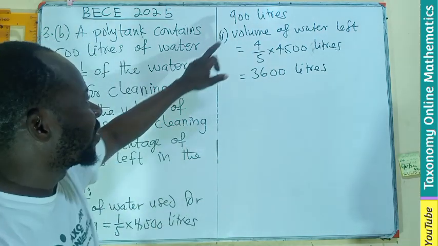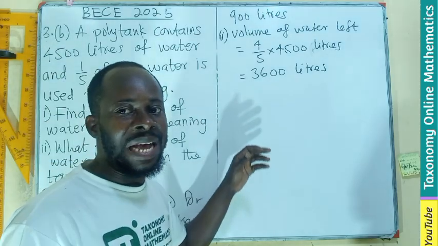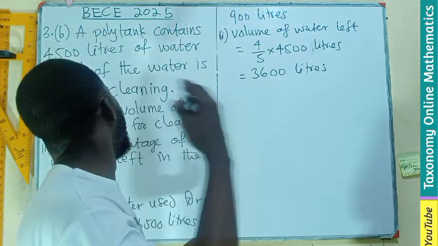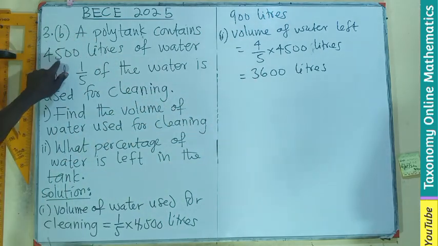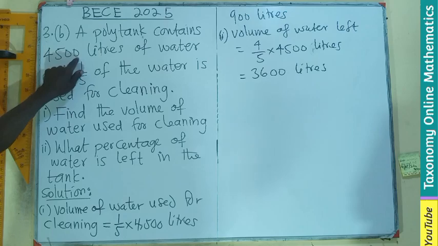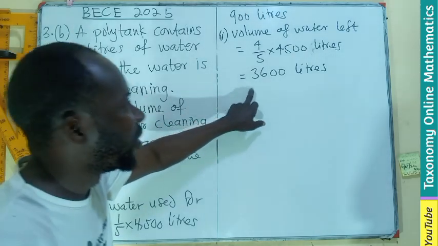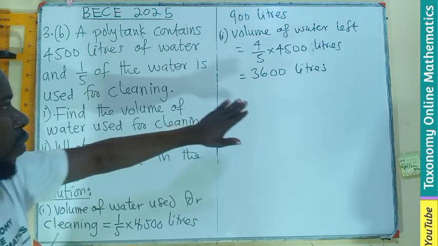This is not the only way we can get it. We can also subtract the 900 from the 4,500. That's the remaining one. So 4,500 minus 900, I'm sure it will give you the same thing. If you take away 400 from here, 500 from here, you are left with 400. 400 from 4,000 gives you 3,600.